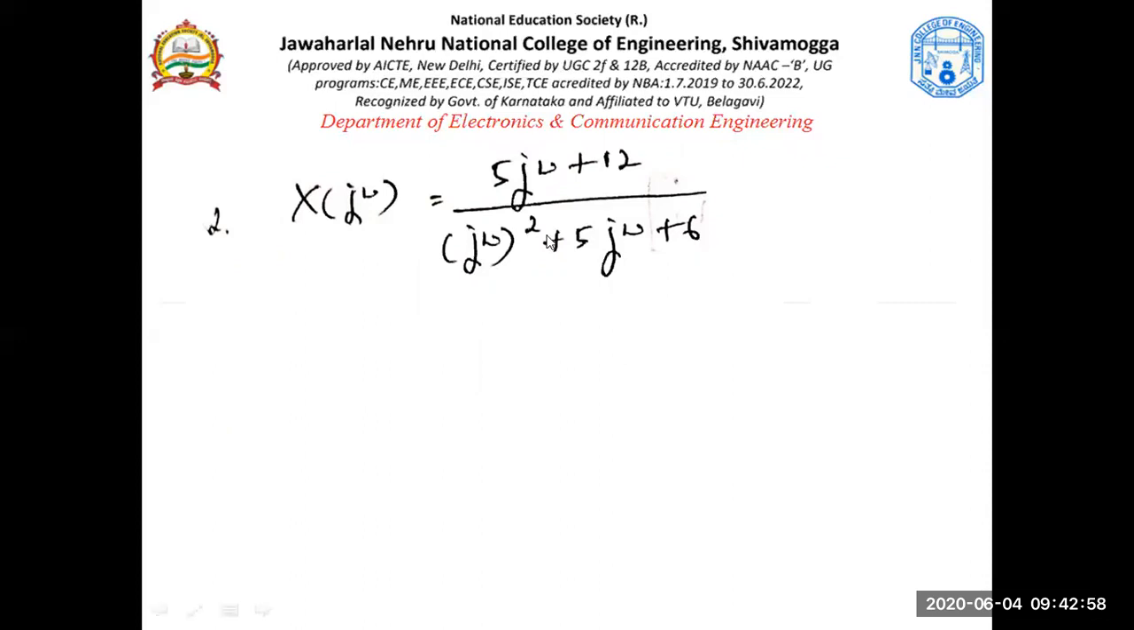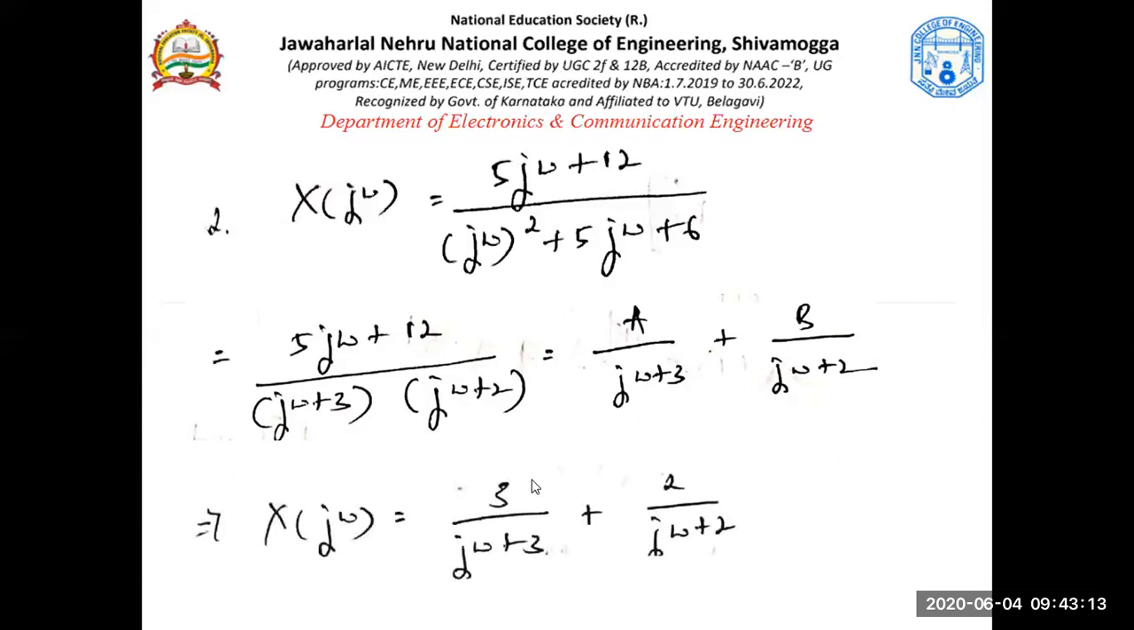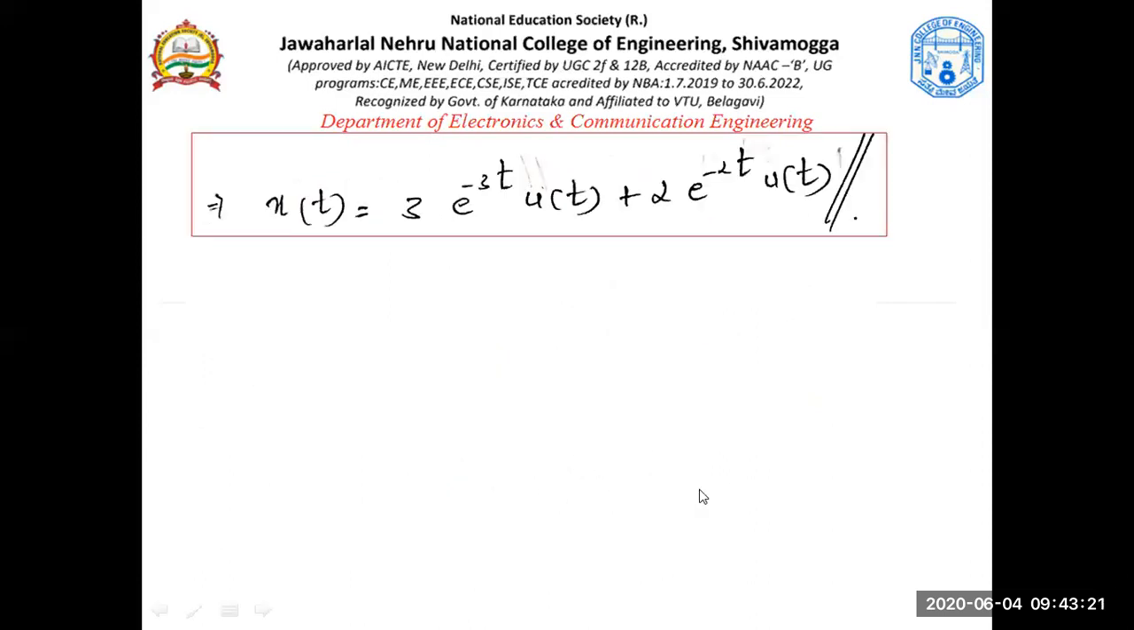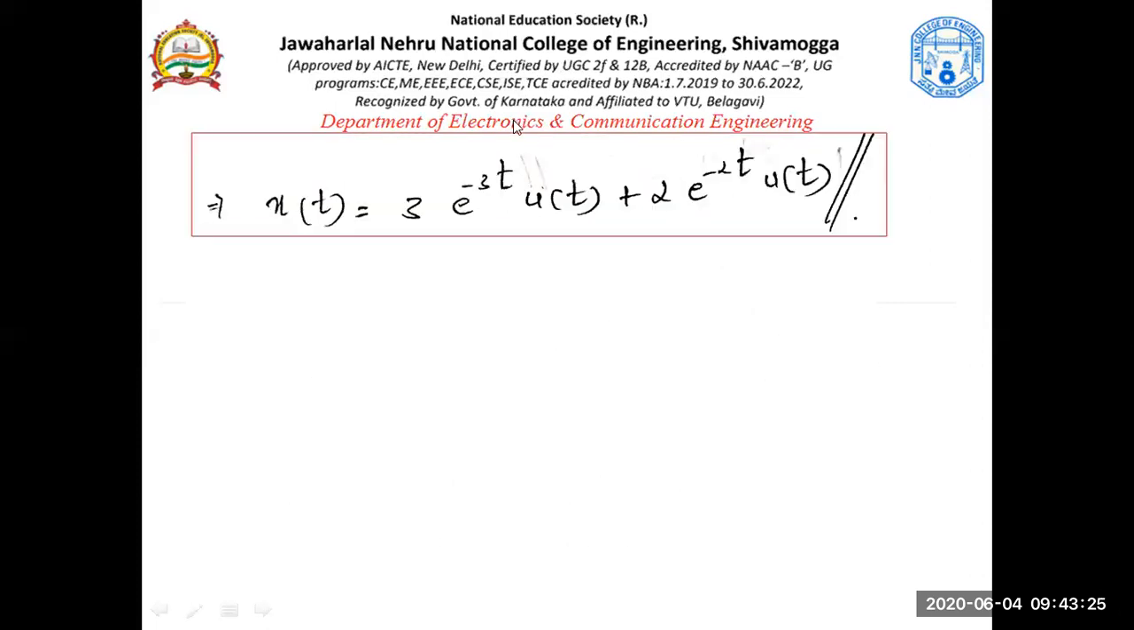So just obtain the factors, just factorize this. The factors are minus 3 and minus 2. So that would be written like this. By partial fraction expansion, the same term can be written like this. Find your A and B. That would happen to be 3 and 2 respectively. And this is now in the standard form. Just apply the inverse Z transform, and you'll obtain your time domain signal.